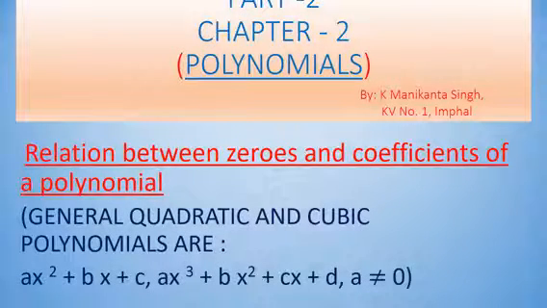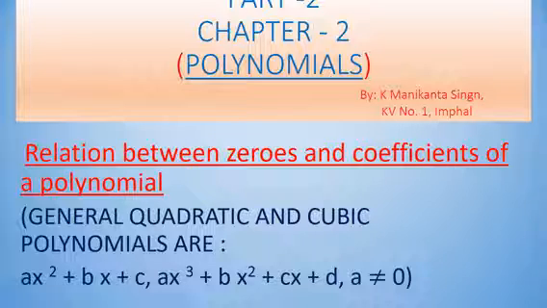Hello everyone, welcome back to our discussion on chapter 2 polynomials. This is the second part of the discussion of this chapter. Today we will discuss the relation between zeros and the coefficients of a polynomial. Here we will take two important polynomials, quadratic and cubic polynomials.